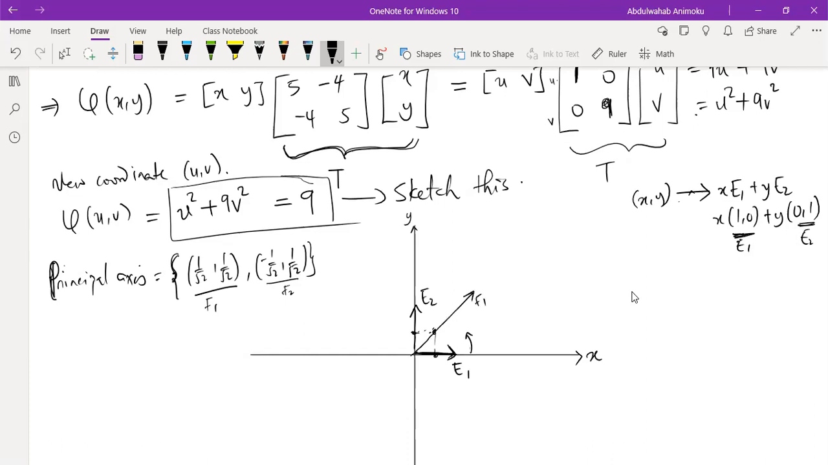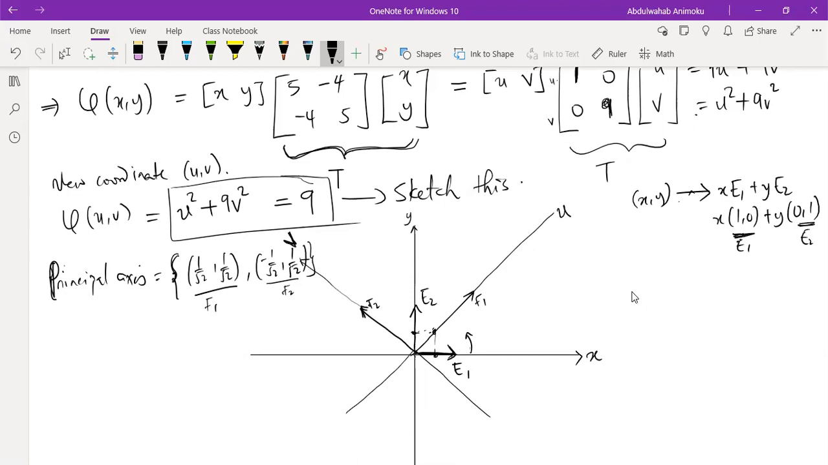So f1 will be in this direction. You could also draw f2. F2 will be in this direction, right? And this is why they are called the principal axis, because they determine the new coordinate u and the other coordinate v. Right? So I think this makes sense. So we can just extend this and extend this. Okay. So F1 and F2 determine the vectors in the new coordinate system.